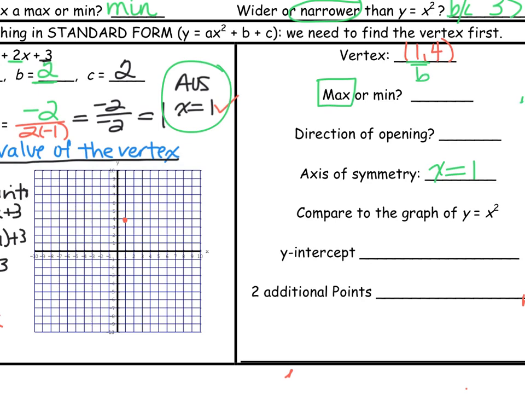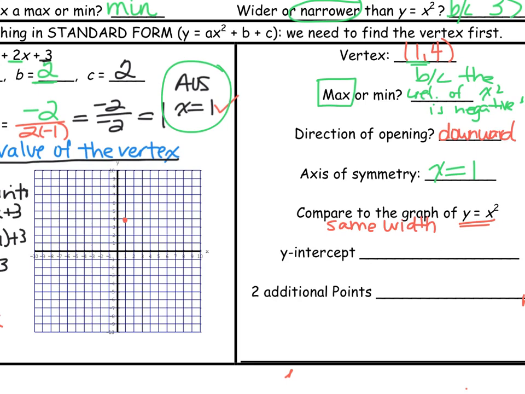The coefficient of x squared is negative, so we know that our vertex is going to be a maximum. And why? Because the coefficient of x squared is negative. So if it's a maximum, that means that the direction of our opening is downward. If we compare this to the graph of y equals x squared, they would have the same width.